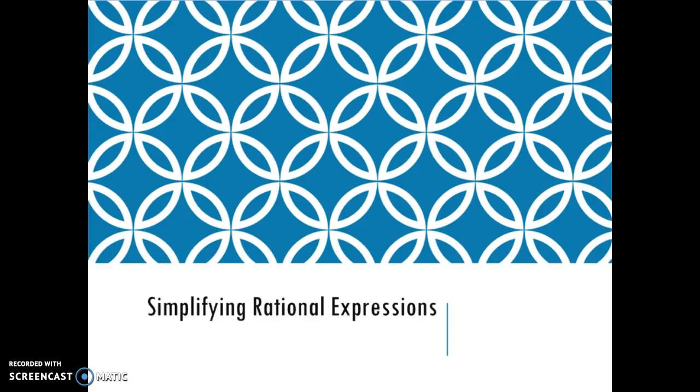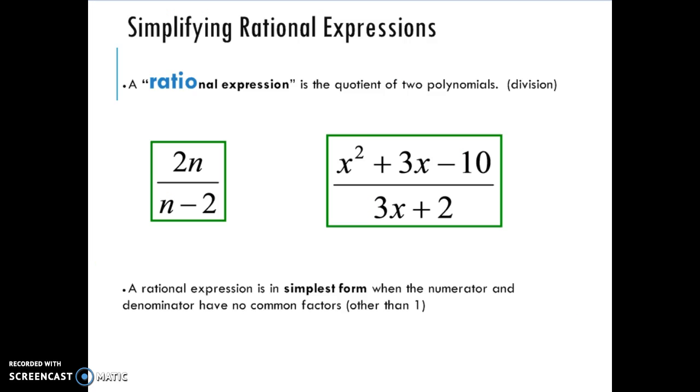For our next unit, we're going to start simplifying and solving rational expressions. So to start with, a rational expression, with that ratio in there, is the quotient of two polynomials. So you're dividing. You have some type of polynomial on top, some type of polynomial on the bottom.